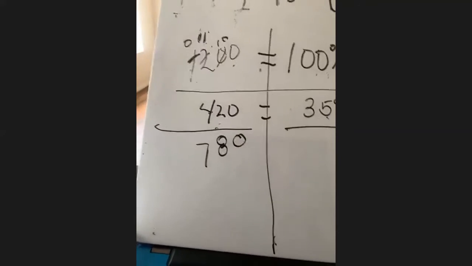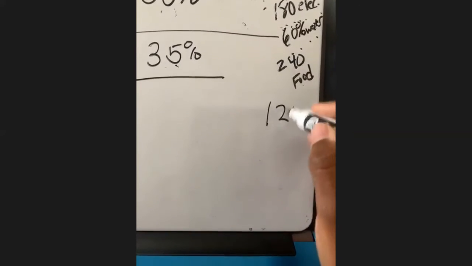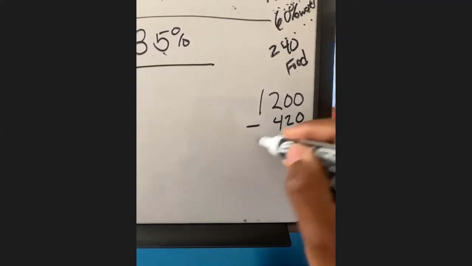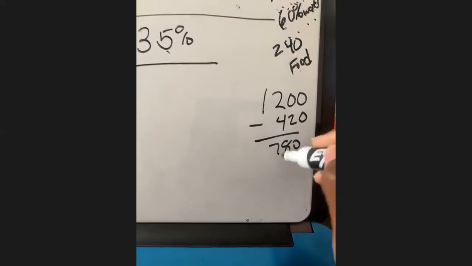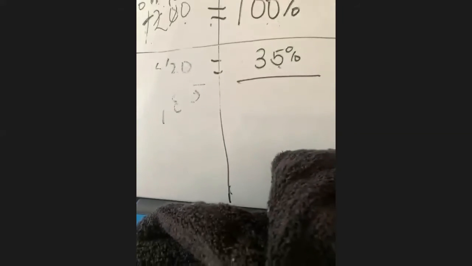All right, so let's put it over here. We got 1,200 minus 420 leaves us with $780. See that? $780 left. All right, so let's look at this. So now we have to take off the percentage.